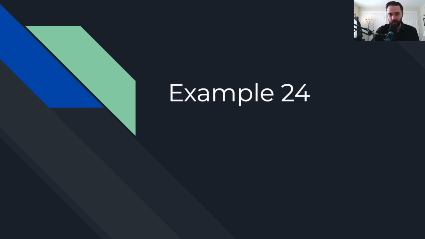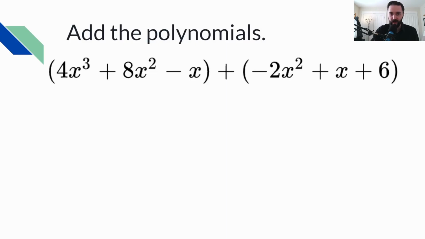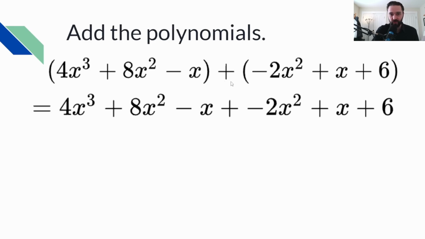Here we go. Example 24. Here we're asked to add the polynomials. We have 4x cubed plus 8x squared minus x, plus negative 2x squared plus x plus 6. The first thing we want to do is get rid of these unnecessary parentheses. Because there's addition happening here, we can just get rid of those parentheses, no problem.